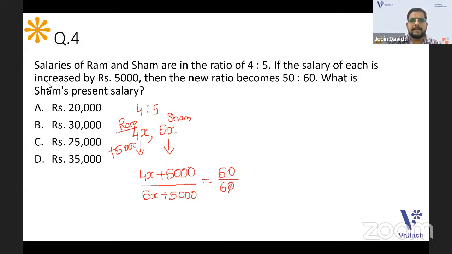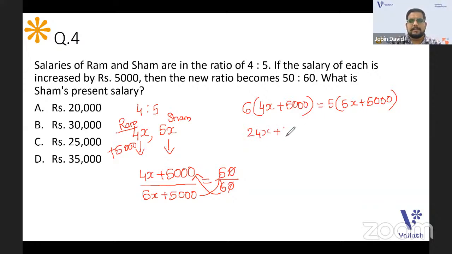You can cross multiply 5/6. So 6 should be multiplied here, and this 5 should go upside here. With cross multiplication, you should be very careful that 4X plus 5,000 should be put in the bracket as the 6 goes for both those terms. And here also 5 into 5X plus 5,000. Then we can solve for X, the common quantity. So it is 24X plus 30,000 is equal to 25X plus 25,000.